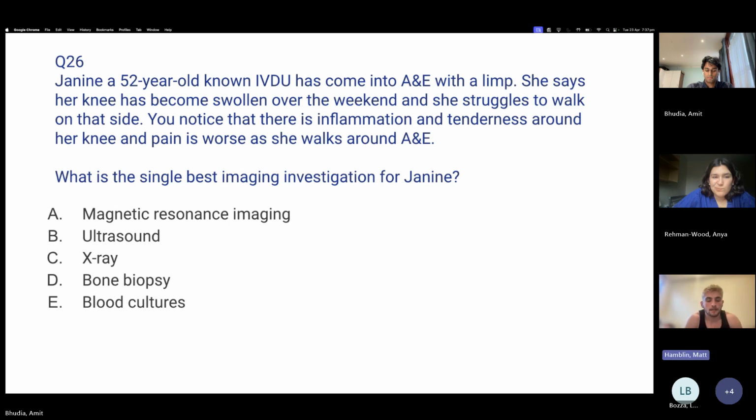Okay, so hopefully you've had a second to read that and think about perhaps what they're pointing towards. So Janine is a 52-year-old known intravenous drug user, and she's come into A&E with a limp. She says her knee became swollen over the weekend and she struggles to walk on that side. You notice there is inflammation and tenderness around her knee, and pain is worse as she walks around A&E. What is the single best imaging investigation for Janine?